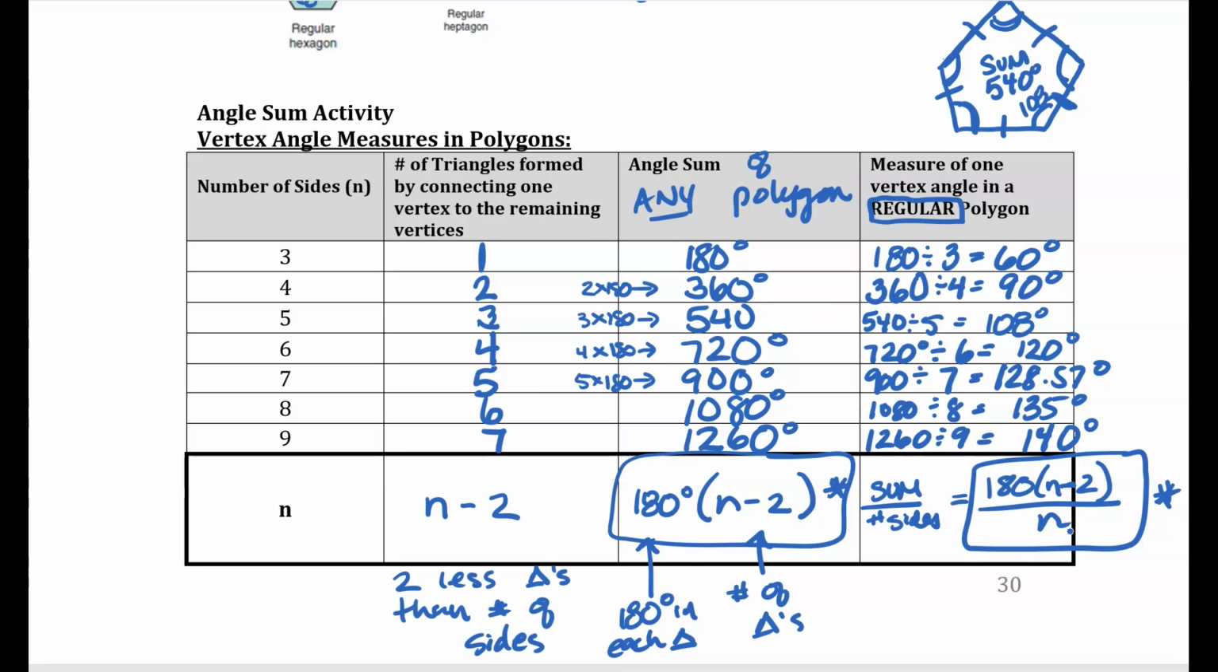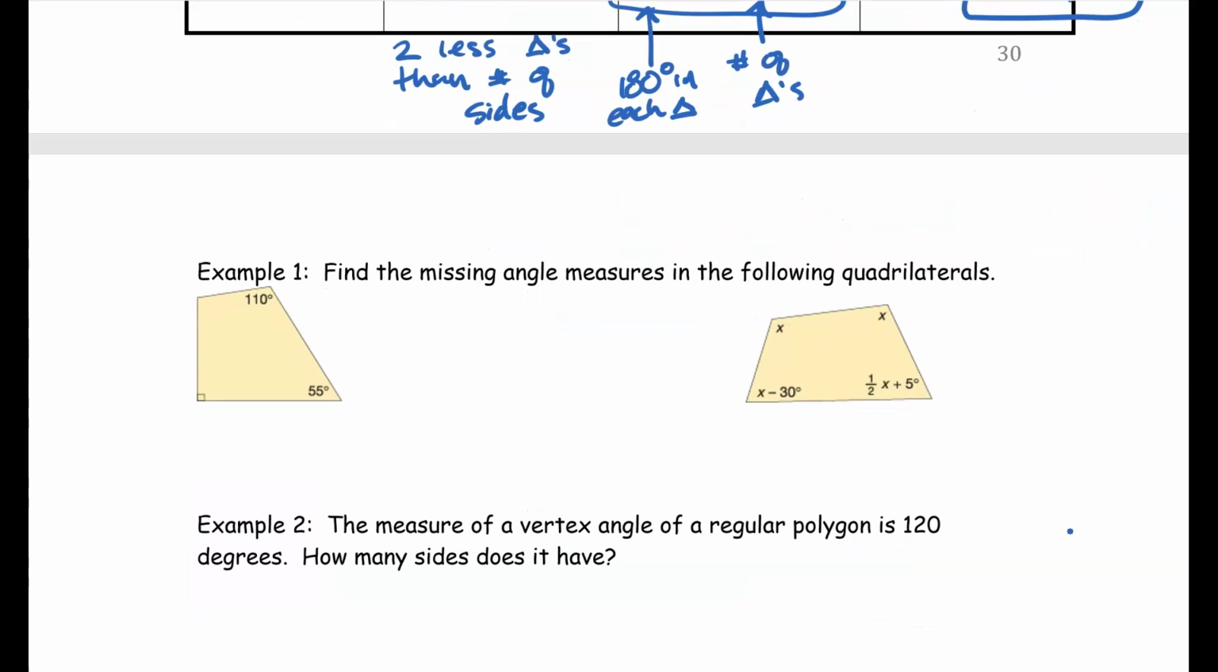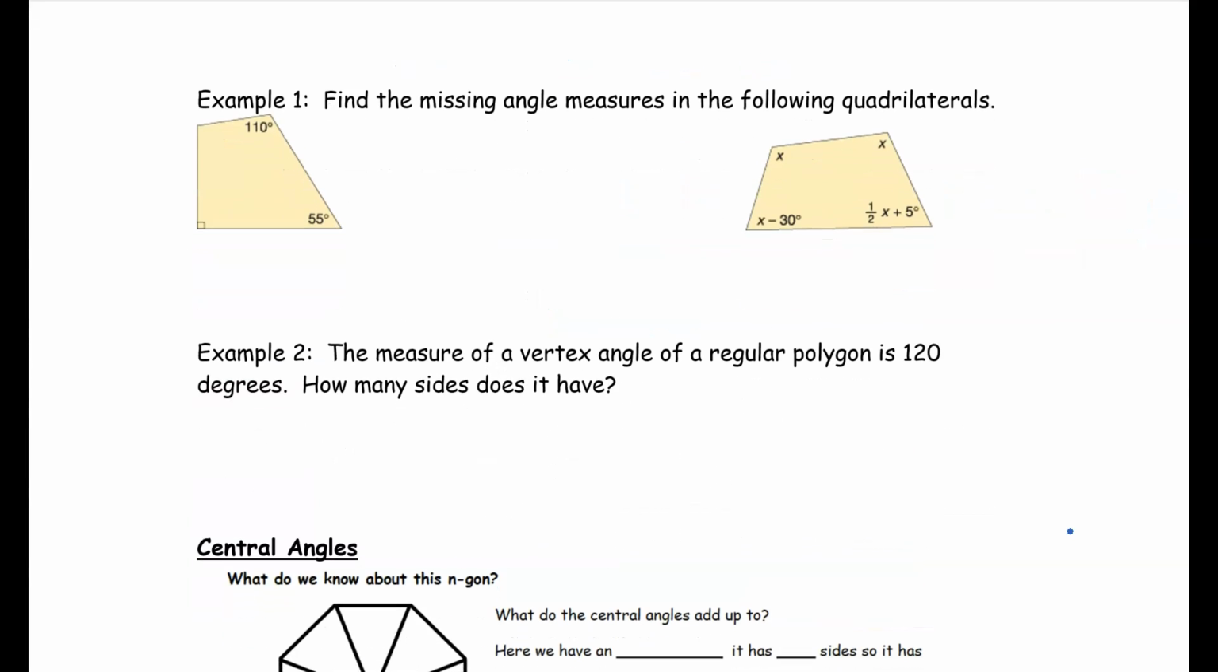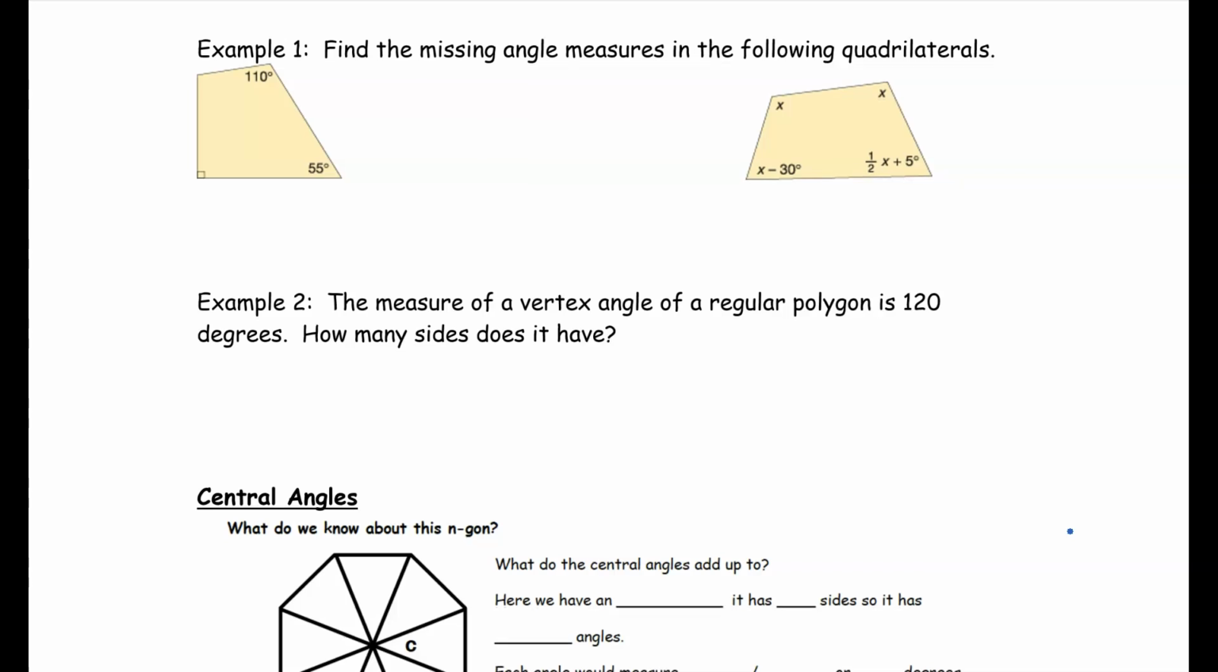Okay, so now let's do some examples. So this would be a great place to pause the video and try these on your own using those formulas and see how you do. So for the first one, example 1, find the missing angle measures. So I'm just going to write a little 90 here. I know that's 90, so I'm going to call this X. I don't know what that is. The first thing you want to do when you find missing angle measures is you want to know the sum. So this is a 4-sided figure.